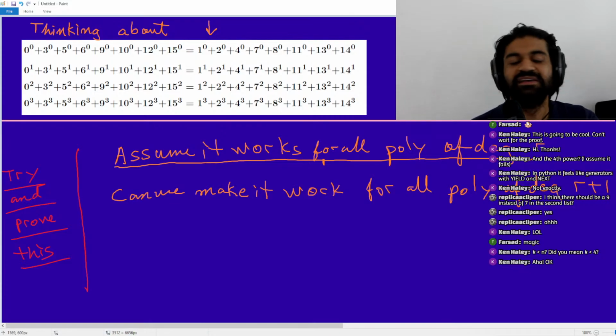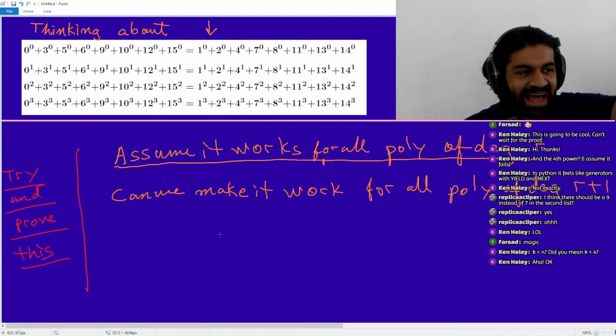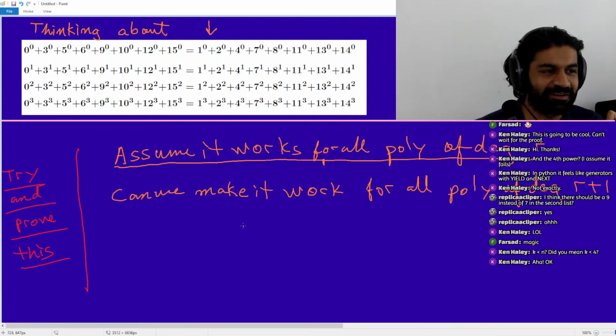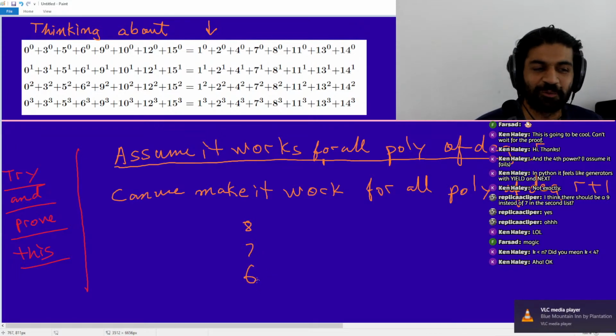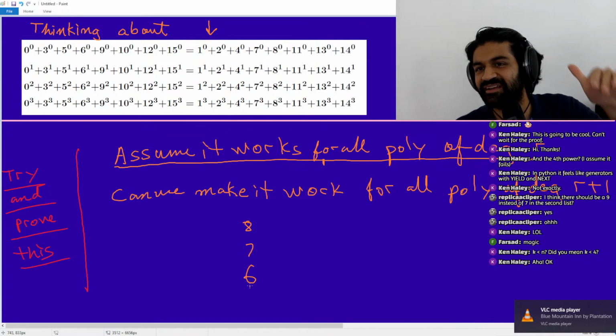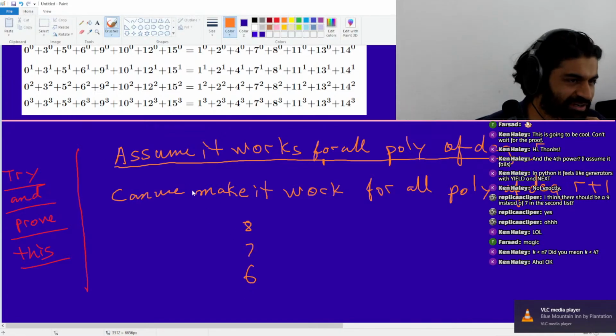If you can do this, then you can ladder all the way down. If you can make it work for 8 if you know it works for 7, then you can use the same logic to make it work for 7 if you know it works for 6, 5, 4, 3, 2, 1, 0. That's how induction works.